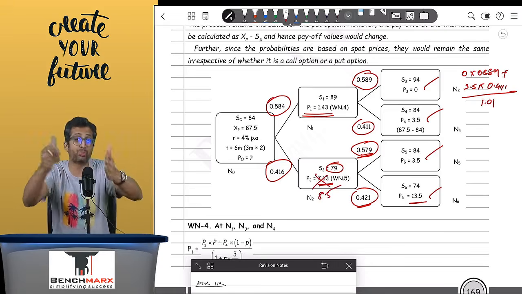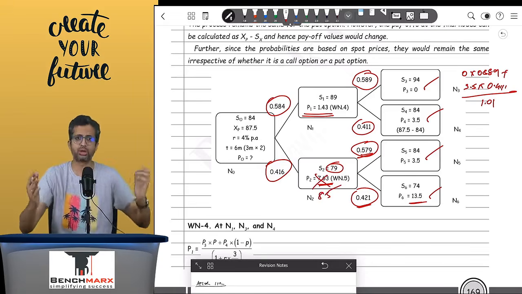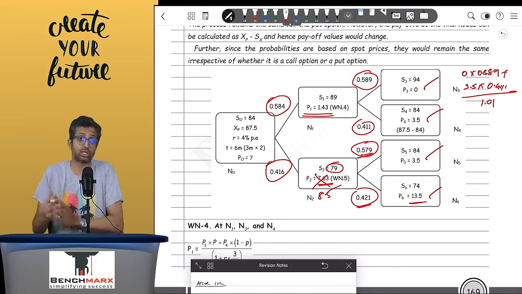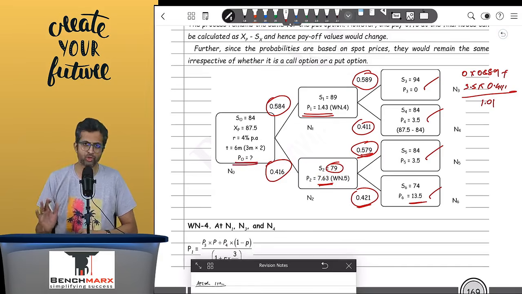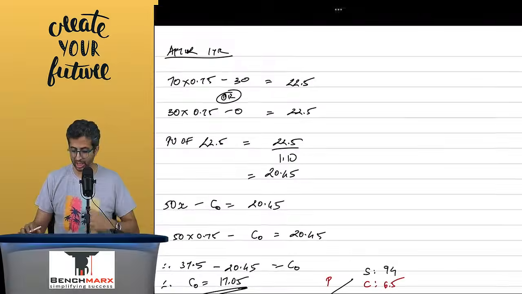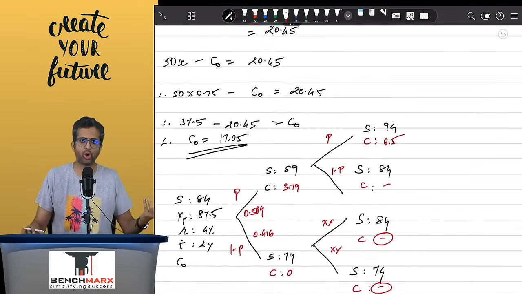I hope once you practice, you'll get a better understanding. But I'm just trying to give you the entire picture, even if this was an American option. And then the same process you will follow to get the value of the put option today. Now, once you are able to do that, you have found the value of the call and put option.